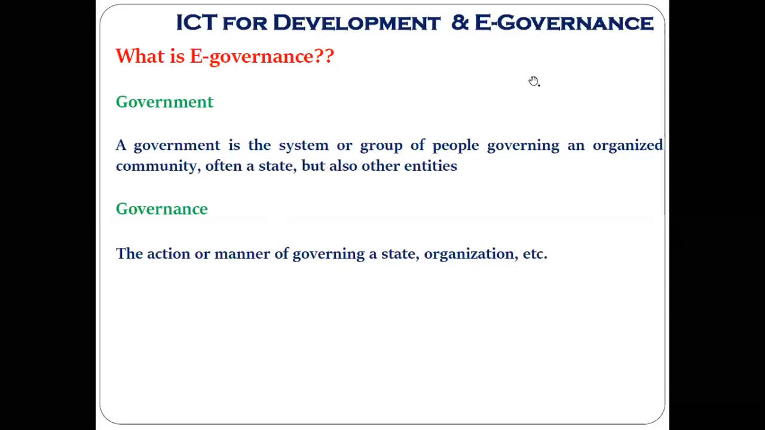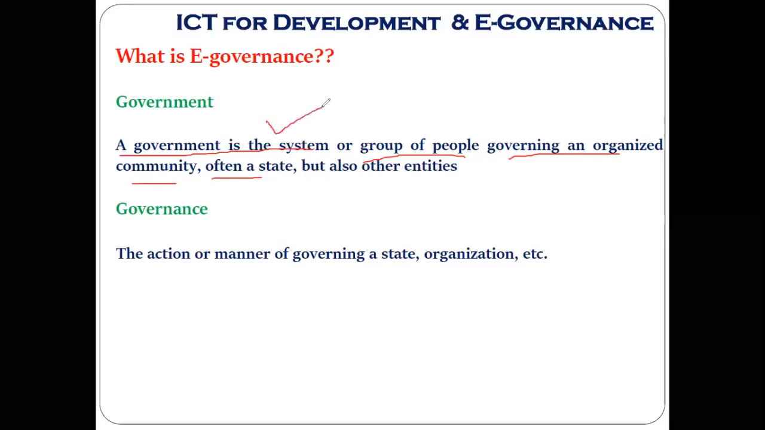So I have simply put it down in a sentence or two. A government is the system or the body or group of people governing an organized committee. Now, what does organized committee mean? A group of people. An organized committee can be a village, a taluka, a district, a state, a country, understood? That is nothing but the government.